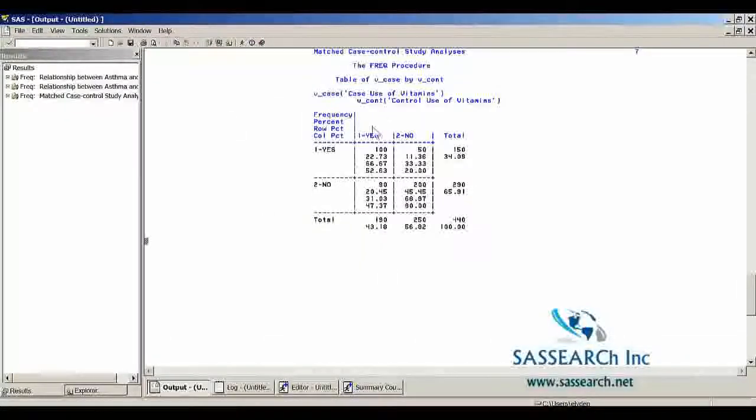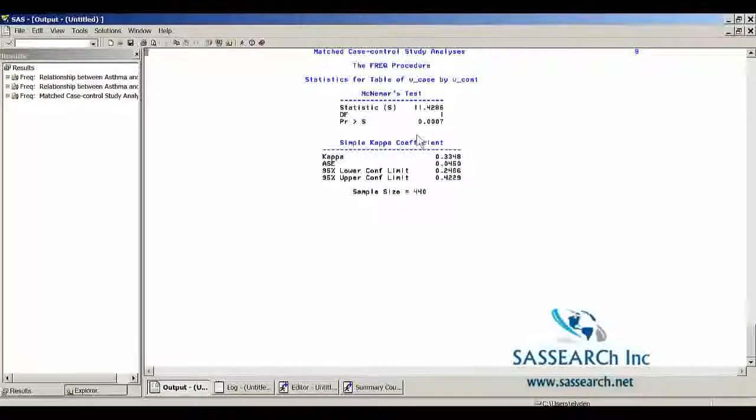So here we have our 2x2 table of case use of vitamins and control use of vitamins. And so here this number 440 indicates that we have 440 pairs of cases and controls. So looking at the results of McNemar's test, we have a highly significant p-value of 0.0007, which suggests that the proportion of cases using vitamins differs from the proportion of controls using vitamins.